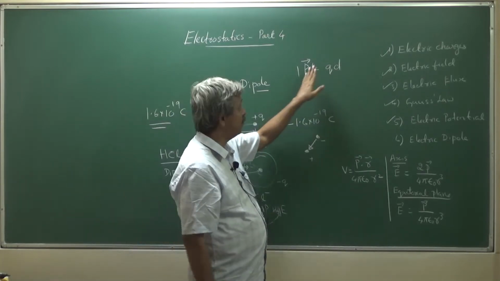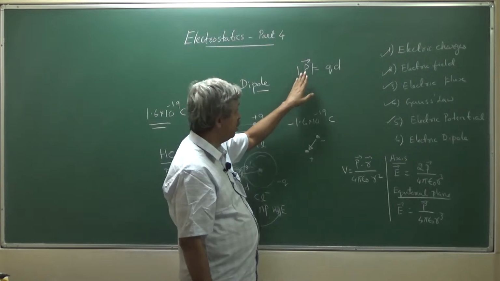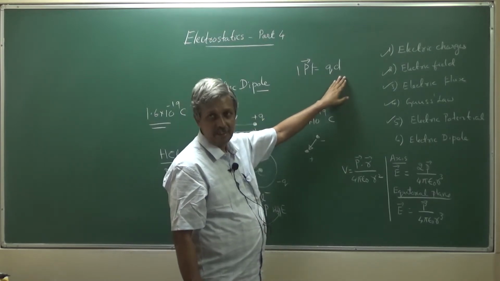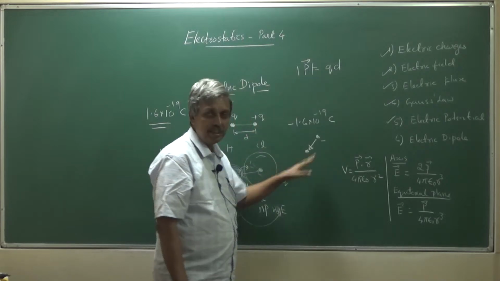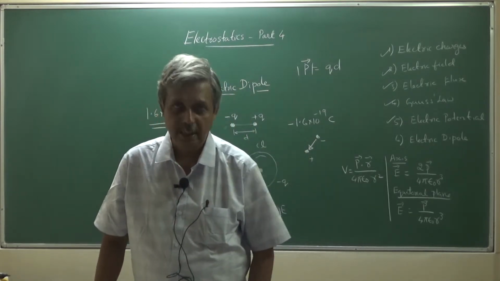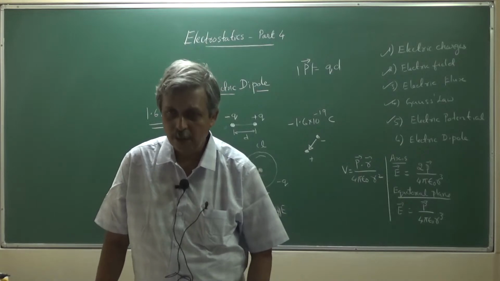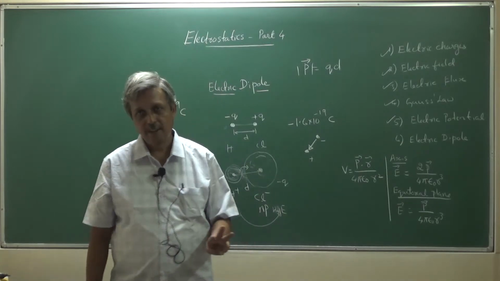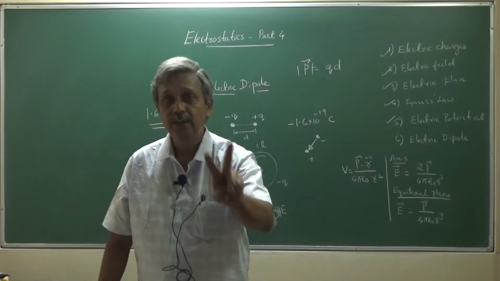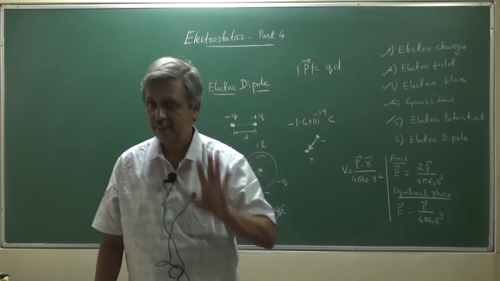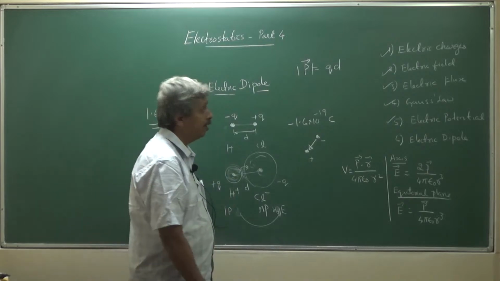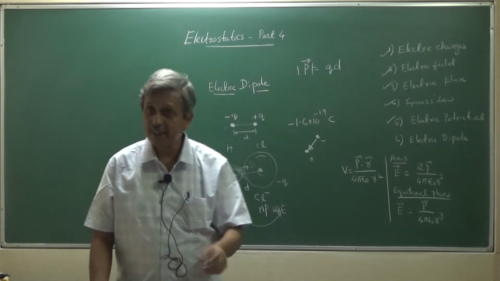So the magnitude of the dipole moment, which is a vector, is 2q into d. The direction of the dipole moment is from negative to positive. These three things you will keep in mind. Whenever we talk about a dipole, three things will come to your mind. The first thing is why it is called a dipole, because there are two charges separated by a distance.